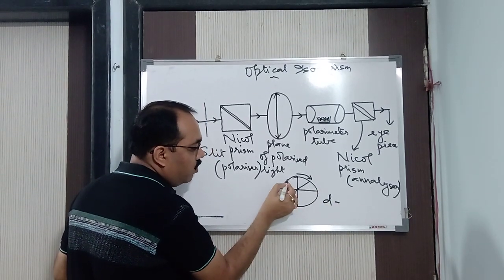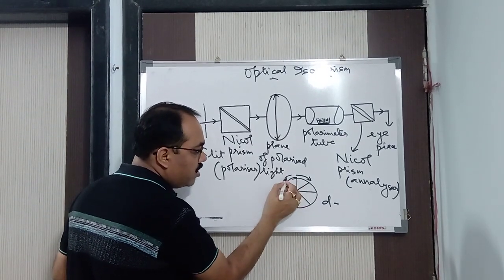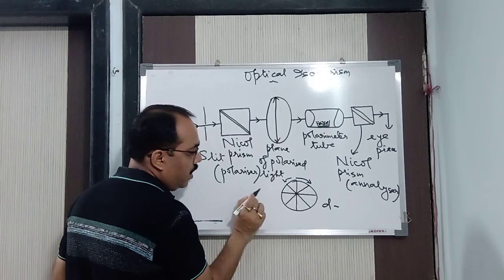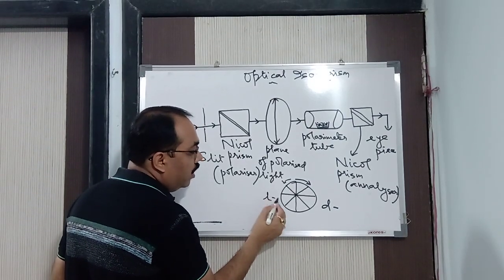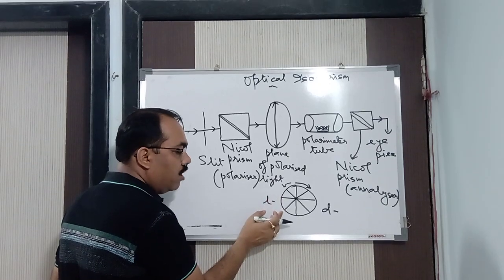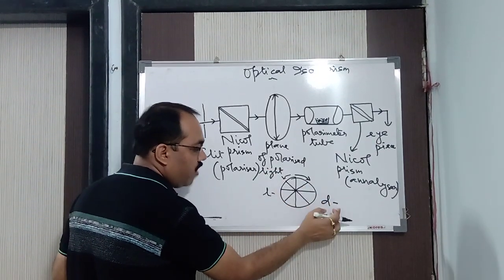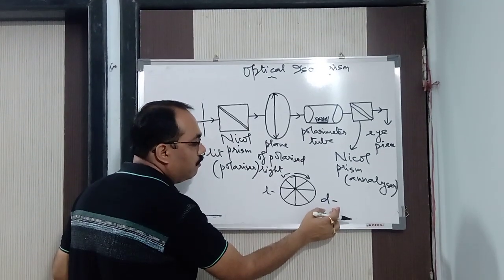Now suppose you see the plane of polarized light towards the left of this crossed bar, then this is known as a laevo compound. Laevo, L-A-E-V-O, means if the plane of polarized light rotates towards the left, it is a laevo compound. If it rotates towards the right, it is known as a dextro compound.